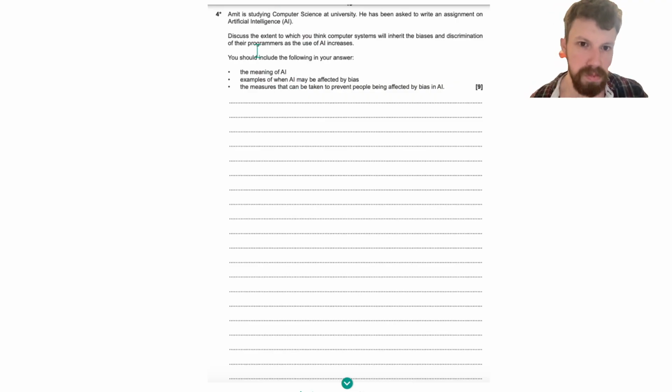Okay, so 9 marks, AI: discuss the extent to which computer systems will inherit biases and discrimination of the programmers as the AI increases. We need to talk about the meaning of AI, examples of when AI are affected by bias, and the measures that can be taken to prevent people from being affected by AI's bias.